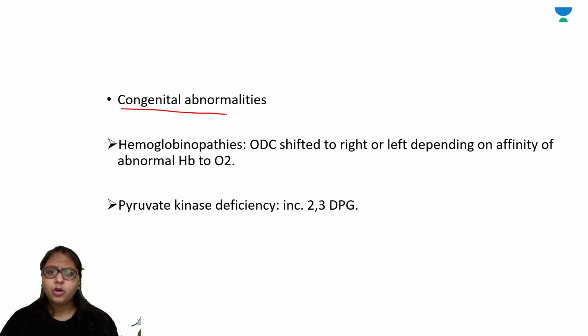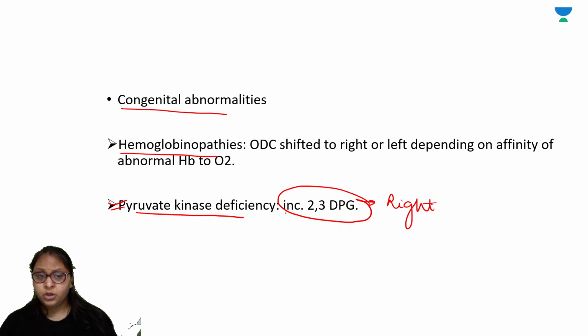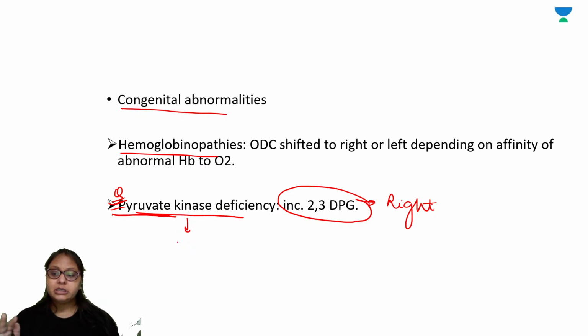Congenital abnormalities like hemoglobinopathies depend upon what the hemoglobinopathy is and how much affinity the abnormal hemoglobin has for oxygen. In case of pyruvate kinase deficiency, there is an increase in 2,3-DPG. An increase in 2,3-DPG will cause a right shift. So the question can be asked: in pyruvate kinase deficiency, there is a shift of the ODC towards the right side.